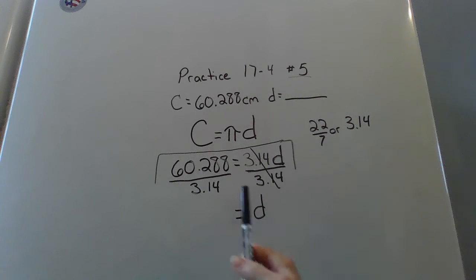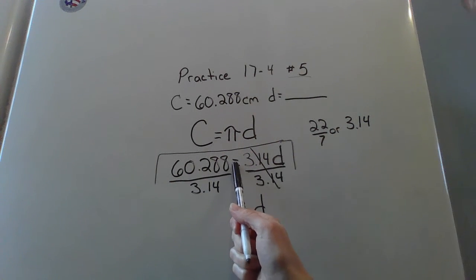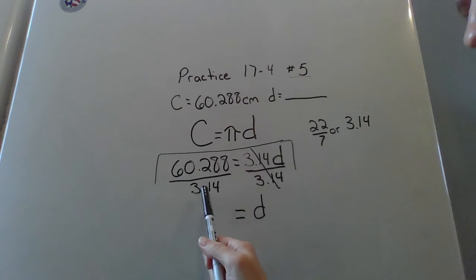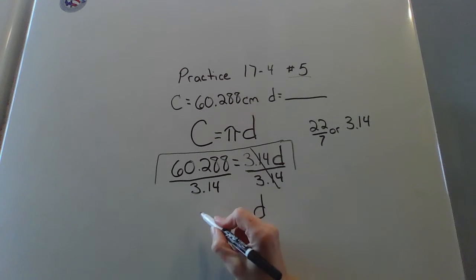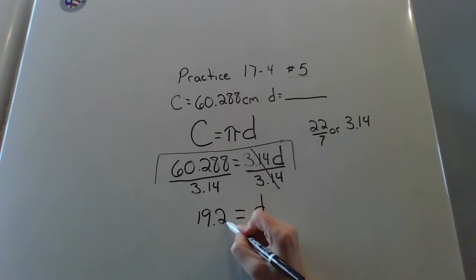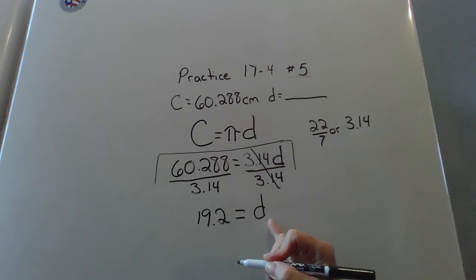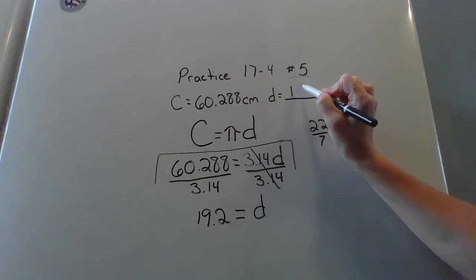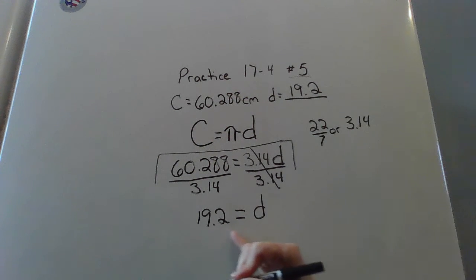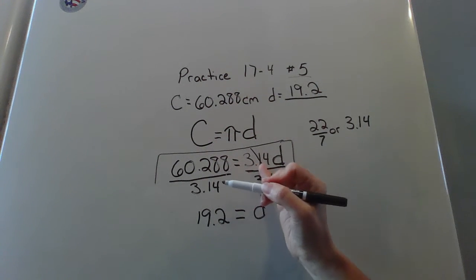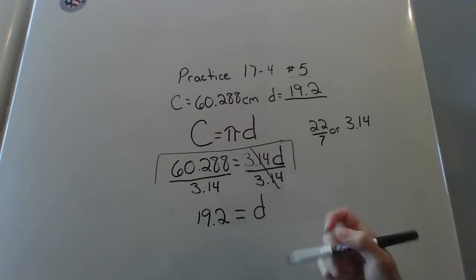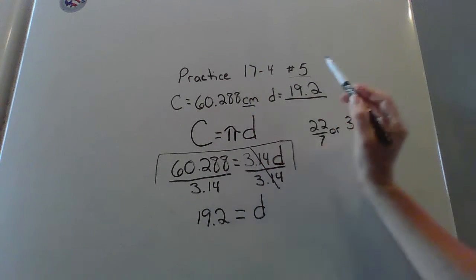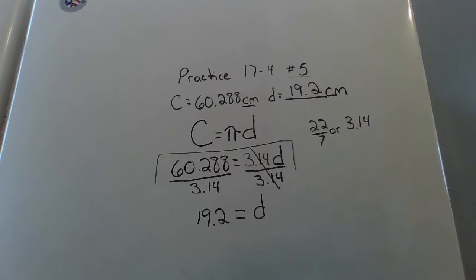Now take your calculator and plug in 60.288, hit divide by 3.14, and you get, hopefully, you get 19.2. Okay, so my D equals 19.2. So we can find the missing number by simply plugging in what we know and undoing the problem. So my answer, the label should be right here, centimeters. So I get D equals 19.2 centimeters.